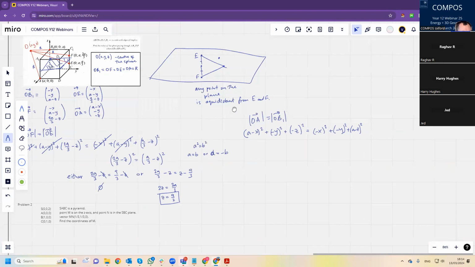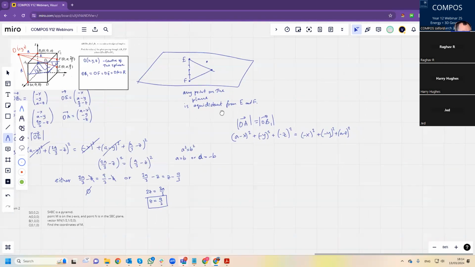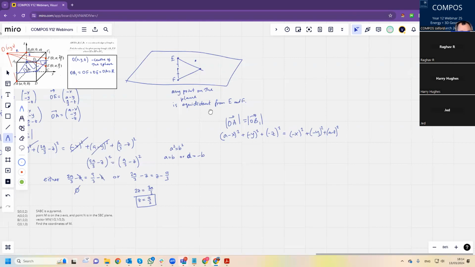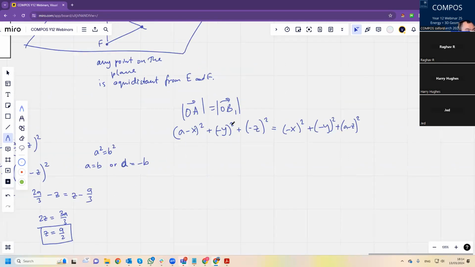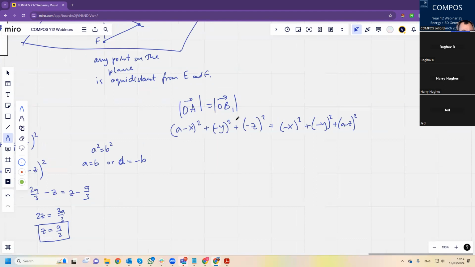Actually thinking about it, I don't think that will allow us to find y. Oh no, actually it will. It will allow us to find y, yeah. Okay, no, not y. Hopefully it will find x. Let's see. So y cancels. So a minus x, so a minus x squared plus z.